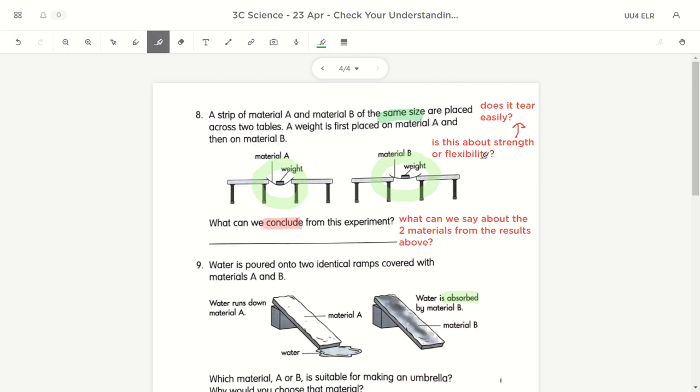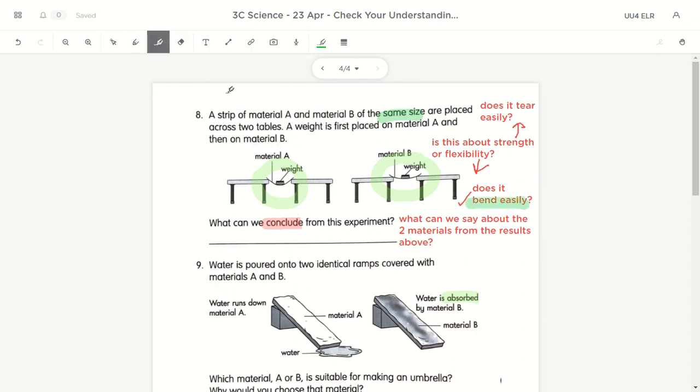So what is flexibility? Flexibility is whether it can bend easily, of course without breaking. So you have to be very clear about these two keywords. Strength is about tearing, flexibility is about bending, whether it tears easily, whether it bends easily. So in this experiment, are we talking about strength or flexibility? Did I tear this? Did I break this? No, I only bend this. So this experiment is about bending. It's not about breaking it or tearing it.